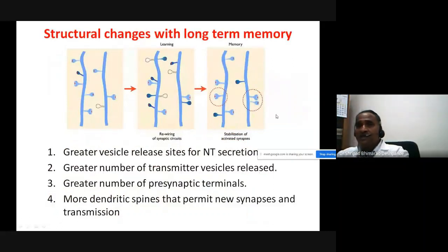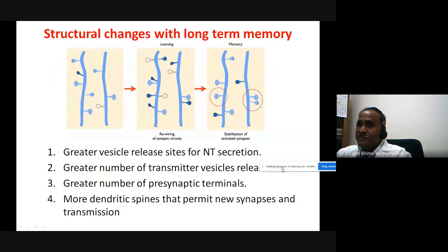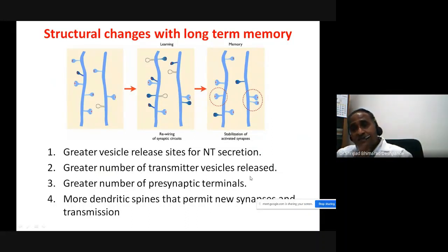Then one more interesting thing you see. So now we have seen the greater vesicle release for neurotransmitter secretion. A greater number of transmitter vesicles are released. Then a greater number of presynaptic terminals, I have mentioned. So see, for example, this is untrained. So this is learning. What happens? The new dendrite. This is a dendrite. New dendrites are being formed.